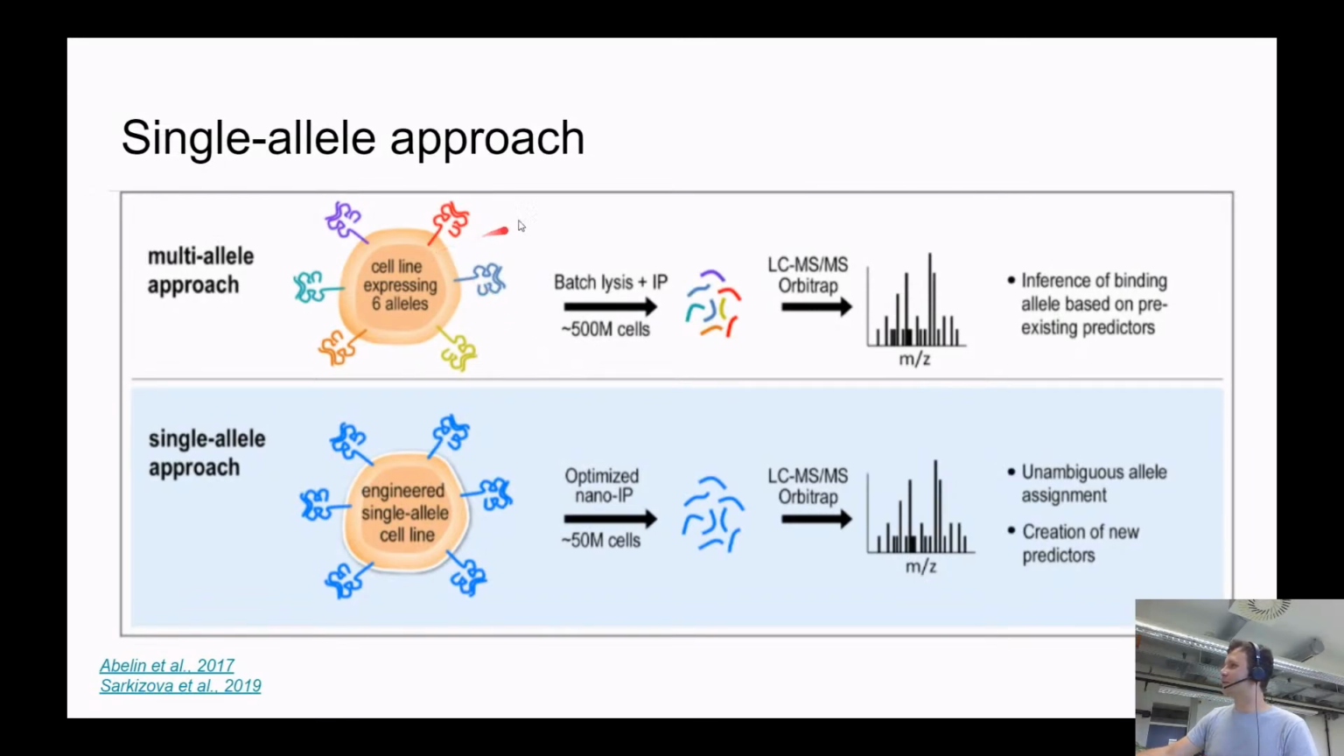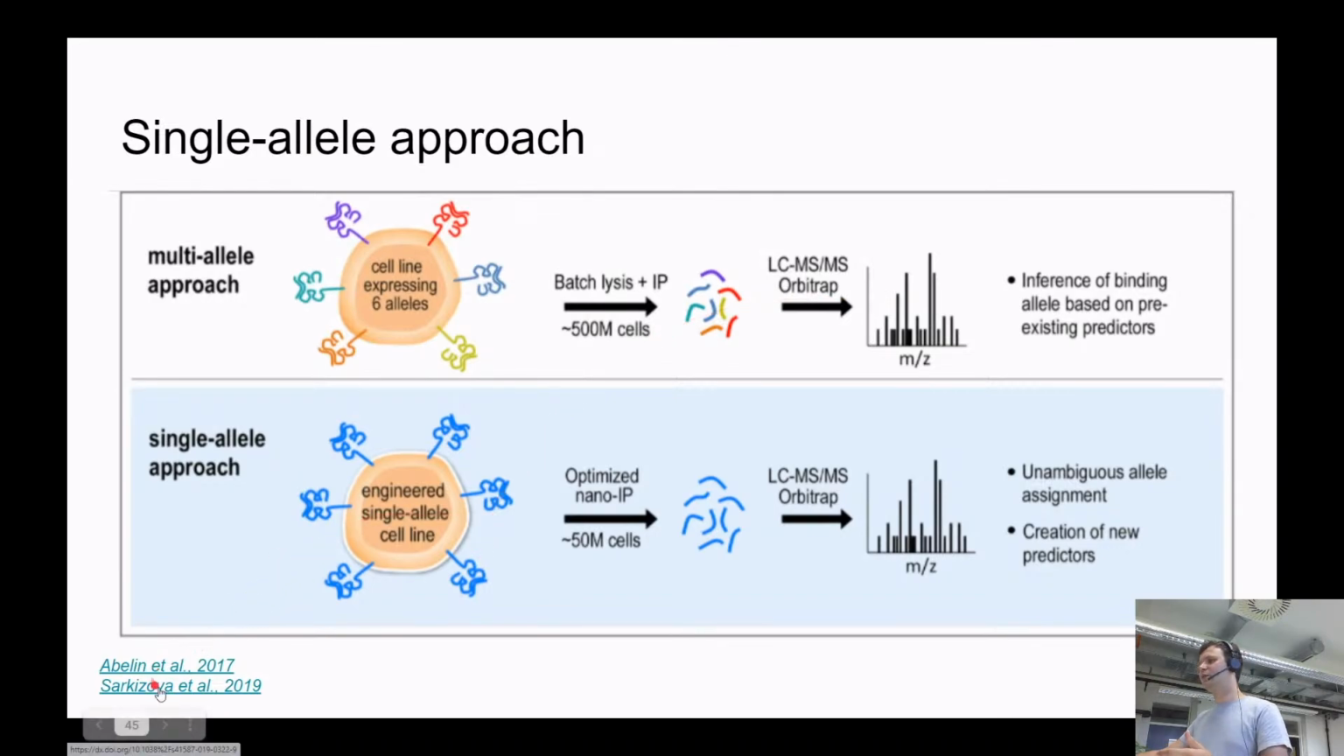This is really important to highlight. The thing is that each cell of our body has 6 alleles of MHC complex. As a result, you have 6 different sets of MHC peptides which are present on the surface. So it's a very complicated data set. You're getting some peptides, but you don't know which MHC they come from. So it's really not good for training any machine learning.